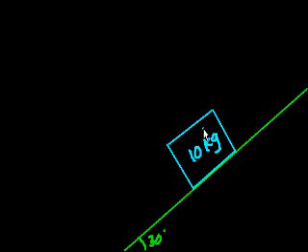So this is a 10 kilogram block and it's on an inclined plane with a 30-degree angle. And let's say the coefficient of friction between the block and the plane, I guess this could be a hill or something, let's say the coefficient of friction right here is 0.5, which actually is a lot of friction. That's the coefficient of friction, 0.5. So let's figure out what happens.